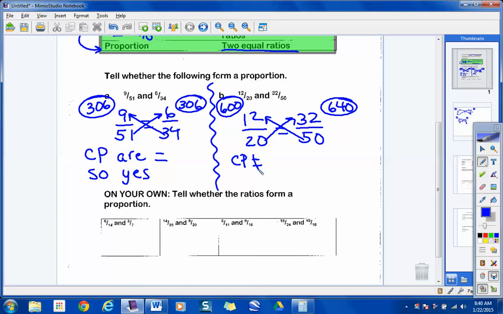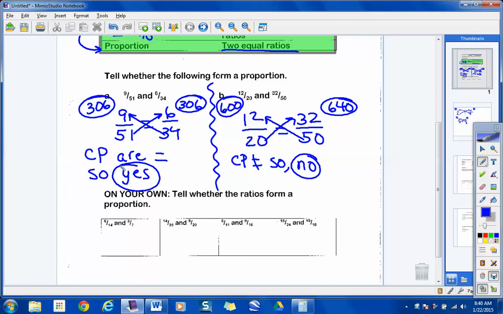Let's back up to what I was trying to get at. We said the cross products here. What does this symbol mean? Not equal. They are not equal. So I'm going to say, do the two ratios form a proportion? And it says it on your shirt now. It says yes. Okay. Understand the difference between the two?